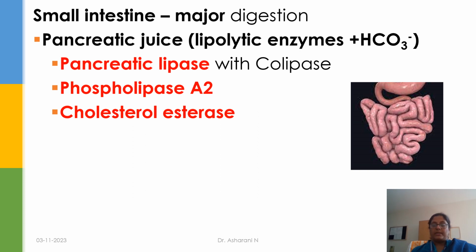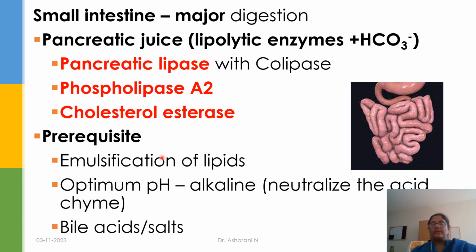The complete or major digestion happens in the small intestine. A very important juice is secreted into the small intestine, that is the duodenum, by the pancreas, that is pancreatic juice, which is rich in a majority of the digestive enzymes, and also has bicarbonate. Bicarbonate is very much required to neutralize the acid chyme which enters from the stomach into the small intestine, because all these enzymes are active in alkaline pH. The important enzymes present in pancreatic juice are pancreatic lipase along with colipase. Then we have phospholipase A2 and cholesterol esterase.